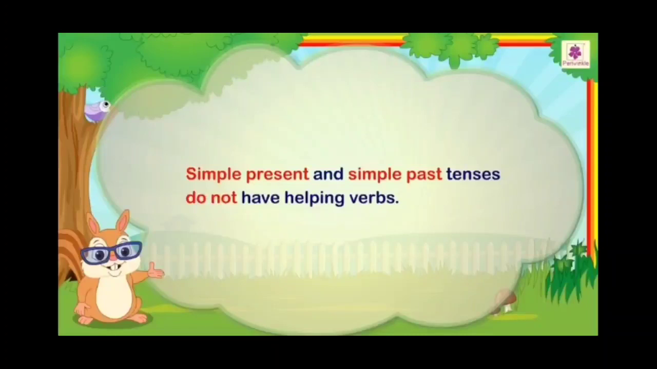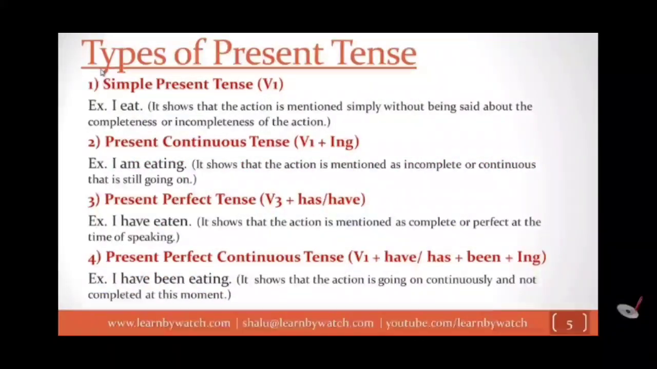One thing you will have to remember well, that simple present and simple past tenses do not have helping verbs. Like am, is, are, was, were. Nothing is used with simple past and simple present. Now we will learn about the other types of present tenses. Simple present we have already discussed. It's just simple present may show us habits, universal truths or facts.